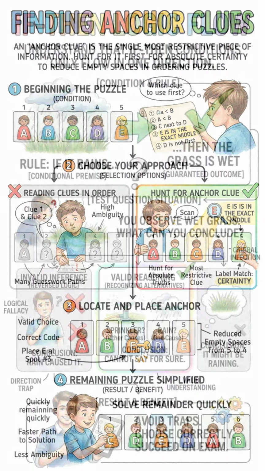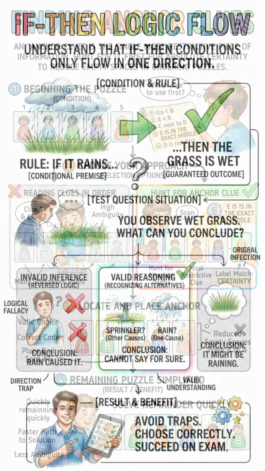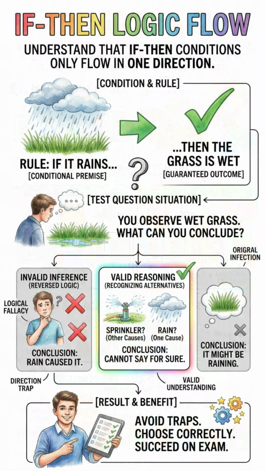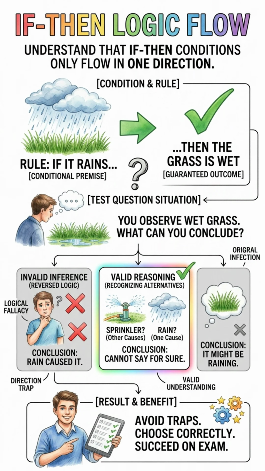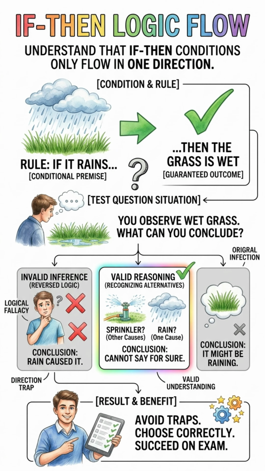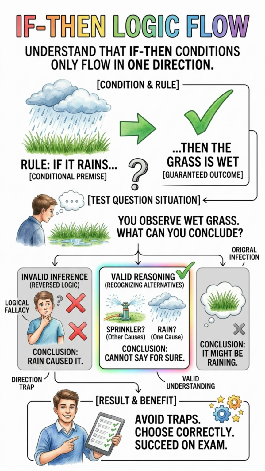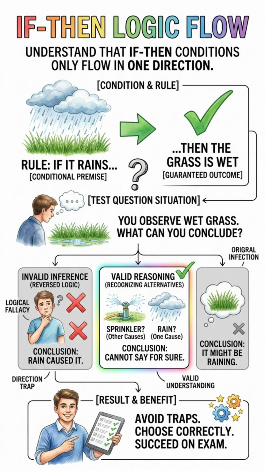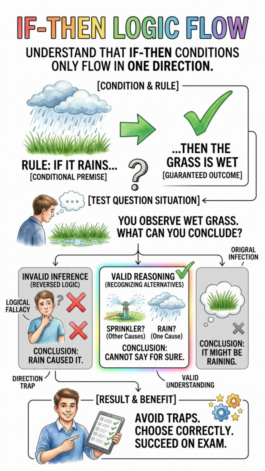You will also face deductive reasoning questions that use complex conditional statements, often using the words if and then. You must understand that these conditions only flow in one specific direction. If the rule says that if it rains then the grass is wet, you cannot reverse the rule and assume that because the grass is wet it must have rained, because a sprinkler could have caused the wet grass. Recognizing this directional trap will protect you from the most common logical fallacy tested on the exam.